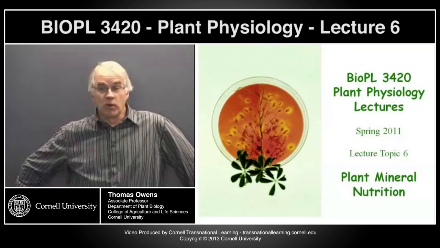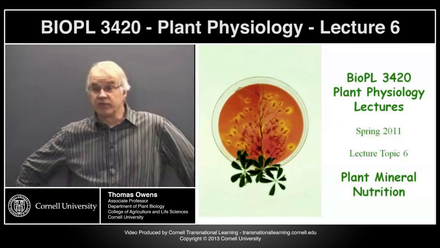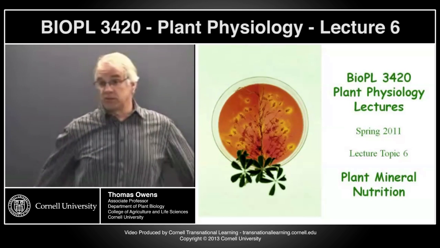Hydrogen, oxygen, and carbon. Where do they come from? From water and from carbon dioxide and from gaseous oxygen. Yeah. So carbon, hydrogen, oxygen, those are the non-mineral nutrients. Everything else is a mineral nutrient.